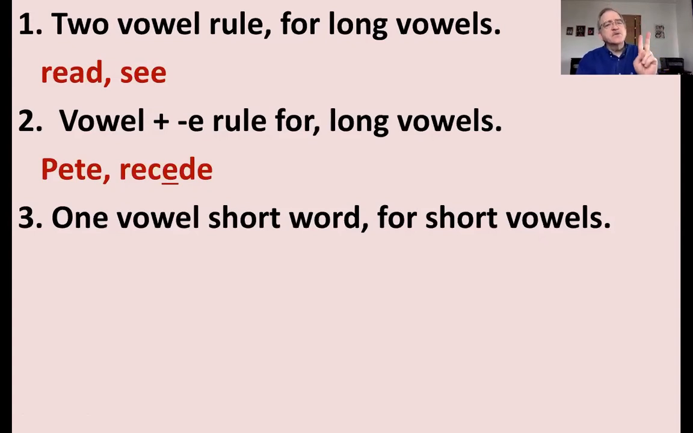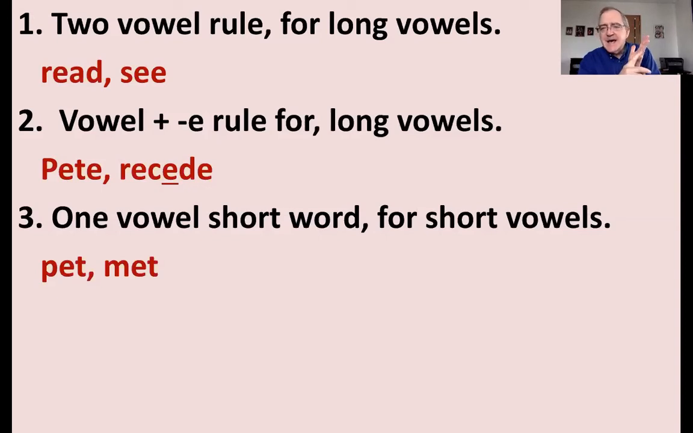So that's rule two. Now, rule three, one vowel short word for short vowels. Recede, receding. Okay. Pet, met. Now notice there's one vowel. Here we have one vowel, not two. And there's a very short word with just one vowel. That's it. And so it's always short.